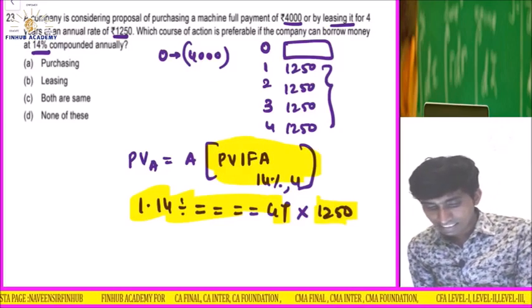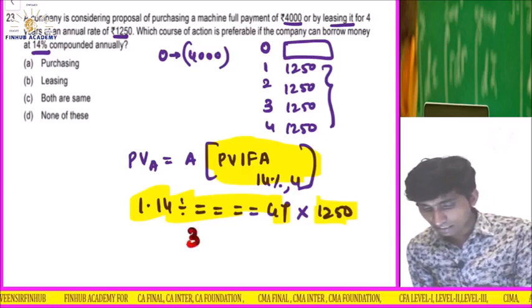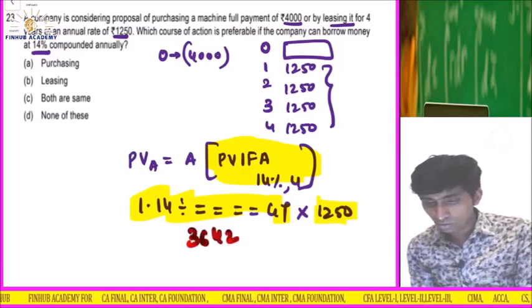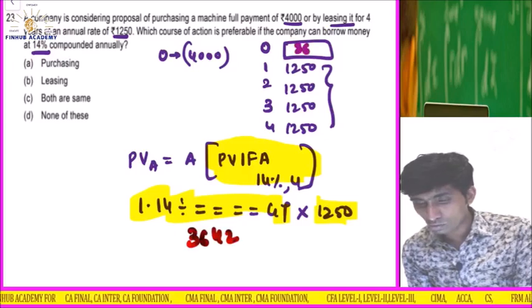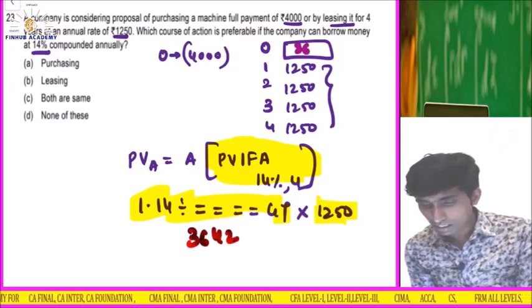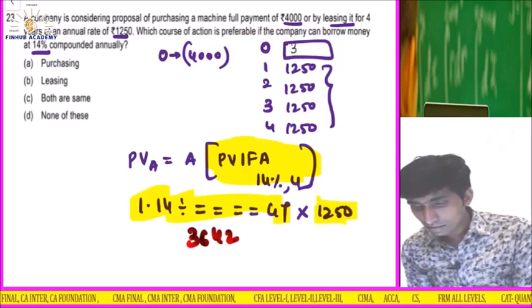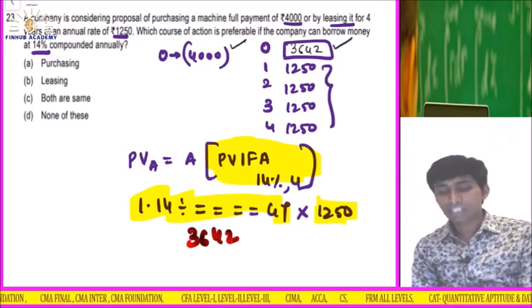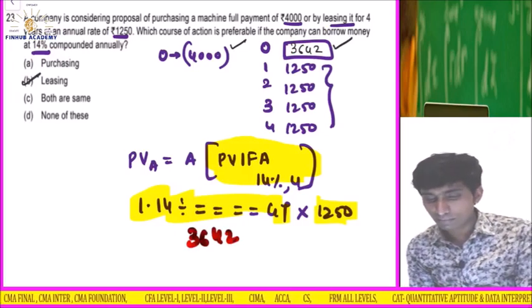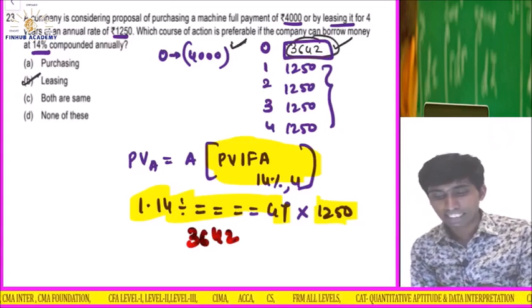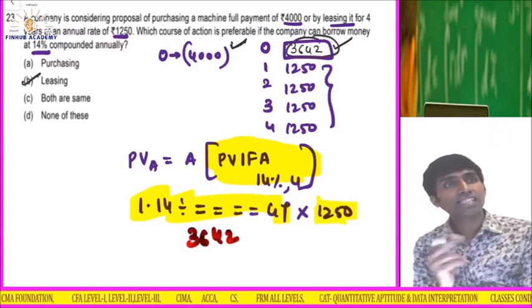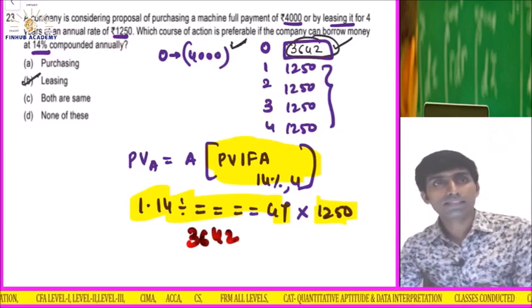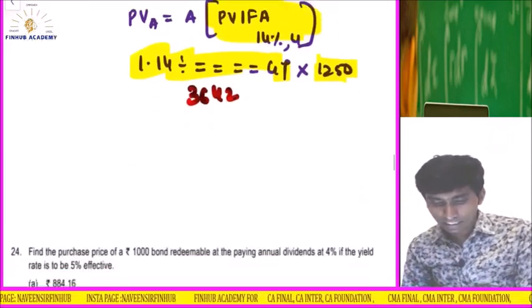3642 is the annuity, meaning the present value is 3642. So understand, 3642 is standing here. This is one cost, this is the leasing cost. So what is preferable? Leasing is preferable because the cost is less as compared to buying. Understood? So leasing is preferred as compared to buying. Let's proceed to the next question.